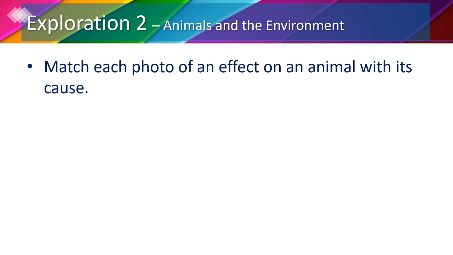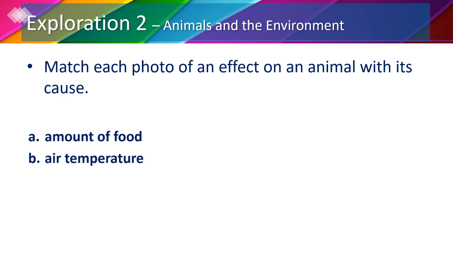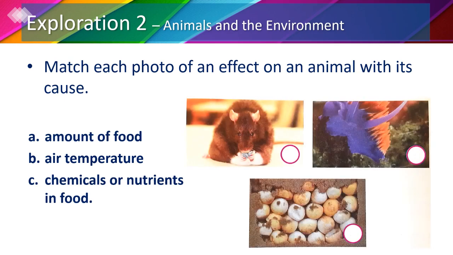Now we're going to match each photo of an effect on an animal with its cause. So we have the following: A, amount of food, B, air temperature, and C, chemicals or nutrients in food. These are the three pictures that we have. Pause the video and try to guess which letter goes to which picture. Alright, let's discuss the answers.